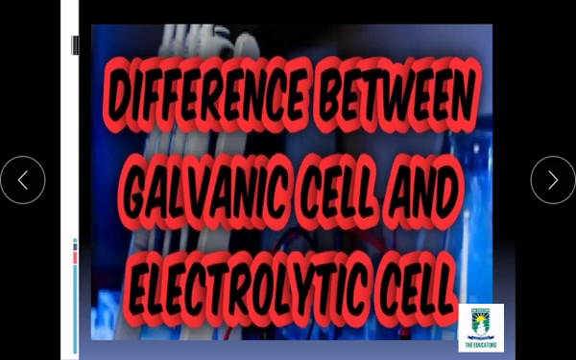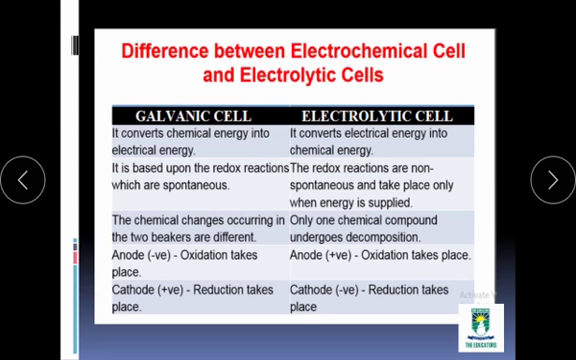Difference between galvanic and electrolytic cell. What are the differences between these two? A galvanic cell converts chemical energy into electrical energy, whereas an electrolytic cell converts electrical energy into chemical energy. It means that in a galvanic cell, first a chemical reaction occurs, and due to that chemical reaction, electrical current is produced. On the other hand, in an electrolytic cell, we need current to drive a chemical reaction.